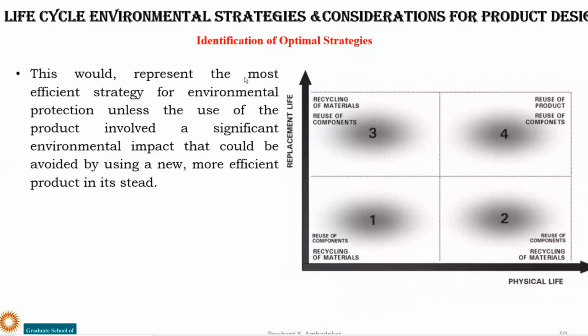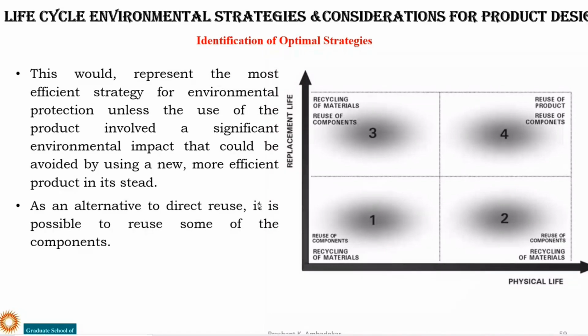So this would represent the most efficient strategy for environmental protection unless the use of the product involved a significant environmental impact that could be avoided by using a new, more efficient product in this instance. So it is saying that, okay, for a fan, for example, its physical life is not over, its replacement life is not over. But if you have a new product now which is more efficient, maybe the fan is now consuming less power, less electricity, if there is a fan like that, then you can go for replacement. Otherwise, this would be the efficient or optimum strategy.